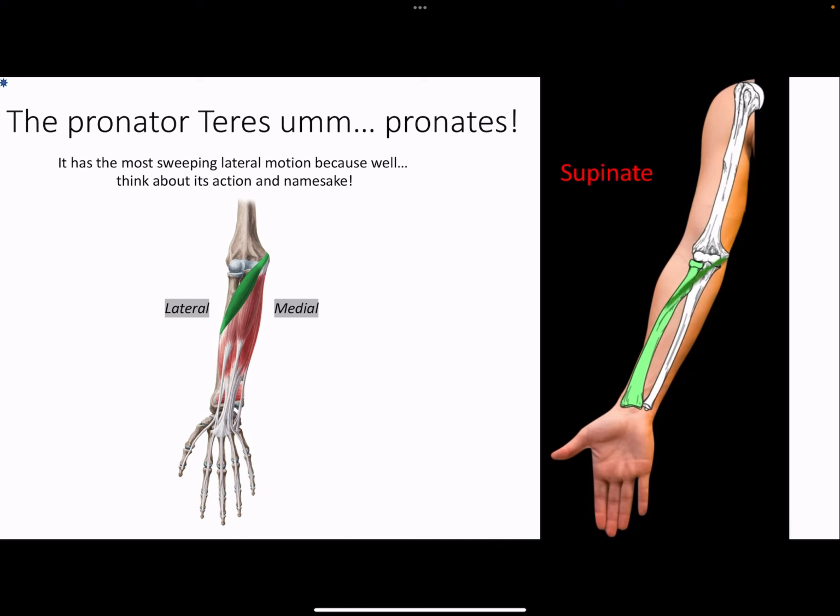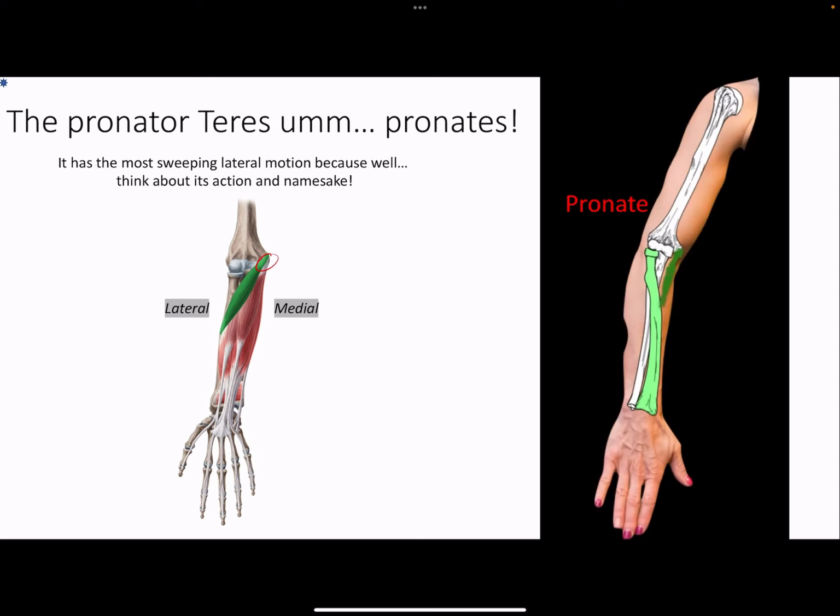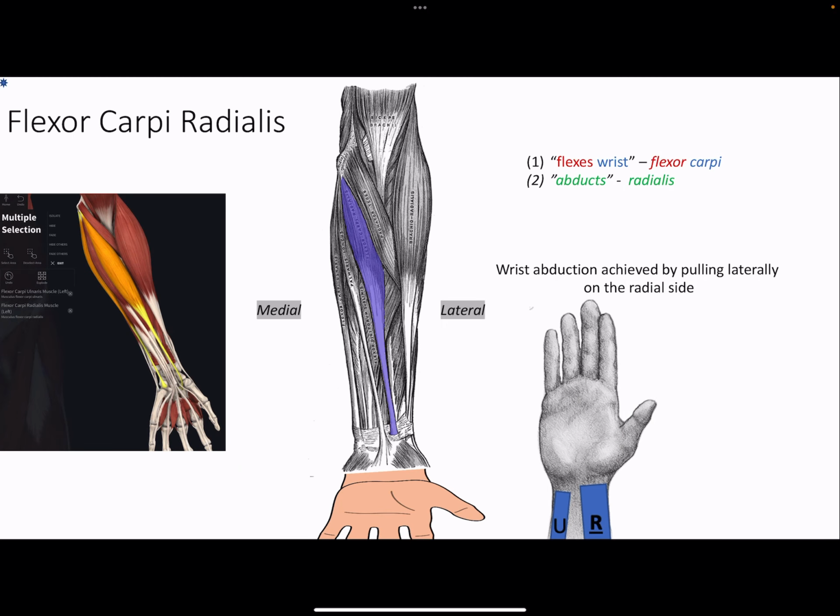Pronator teres, guess it? It pronates. So what position are we in right now? We're in the supination position. And let's go ahead and pronate, supinate. Pronate, supinate. And then again, it goes from the ulna to the radius. Anything that does it is a supinator or a pronator.